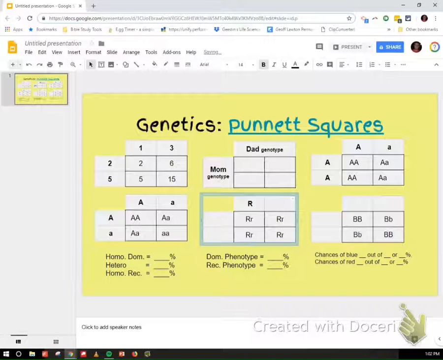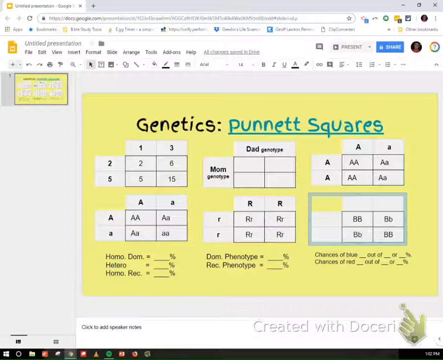If you need to, you can sometimes just do trial and error. Let's try this. Big R, little r, little r. This one would be big R, little r, big R, little r, big R, little r, big R, little r. So there are times where you're given the boxes, what the actual offspring are, and you have to go off of that to figure out what the parents are.